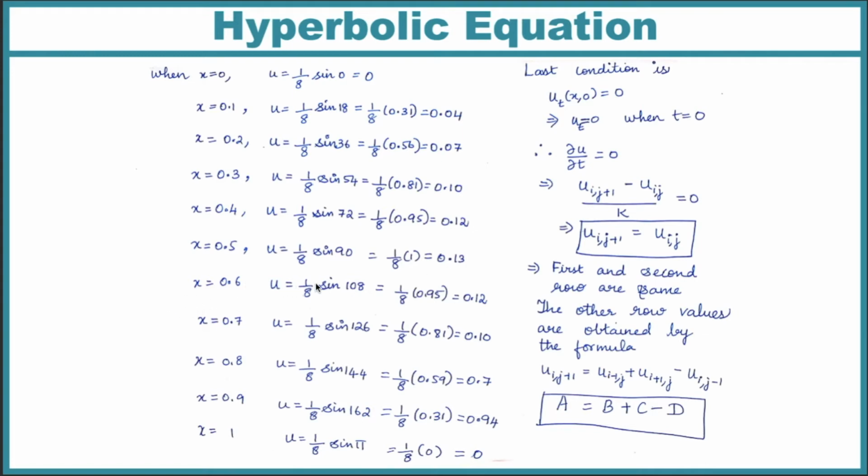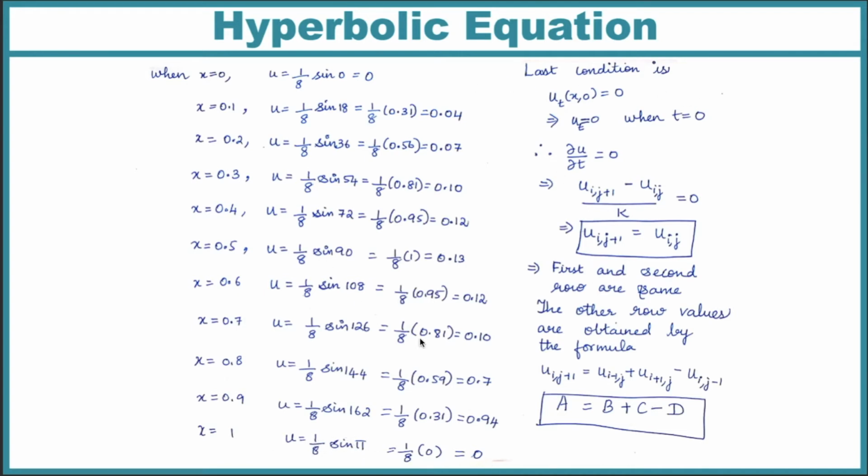x is equal to 0.6, 1 by 8 sin 108, that is 1 by 8 into 0.95, equal to 0.12. If it is 0.7, again 1 by 8 into 0.81 is equal to 0.10. x is equal to 0.8, u is equal to 1 by 8 sin 144, it becomes 1 by 8 into 0.59, that is 0.07. When x is equal to 0.9, u is equal to 1 by 8 sin 162, 1 by 8 into 0.31, that is equal to 0.04. x is equal to 1, u is equal to 1 by 8 sin pi, that is sin pi is equal to 0, so 1 by 8 into 0 is equal to 0.